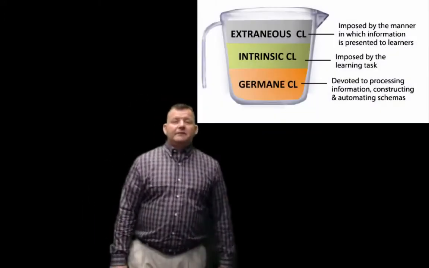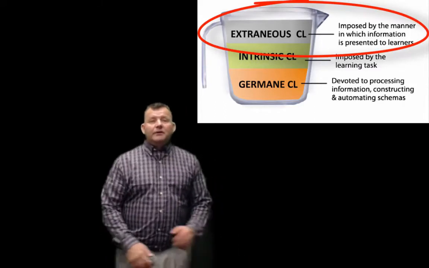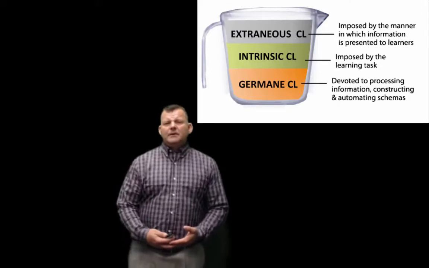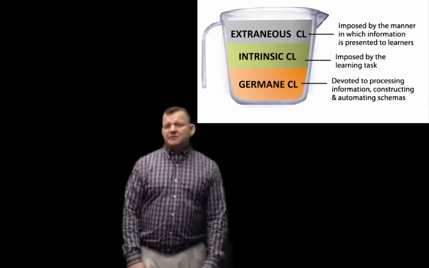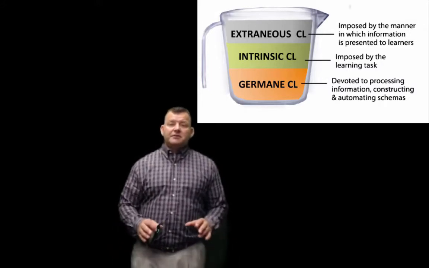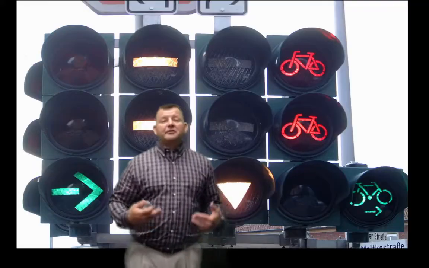The second type of cognitive load is called extraneous. Extraneous cognitive load deals with high levels of interactivity that are due to poor design. It's about information that's unnecessary that's included in a presentation or a lesson. And this is one thing that instructional designers and instructors need to try and minimize. We don't want to have extra things.